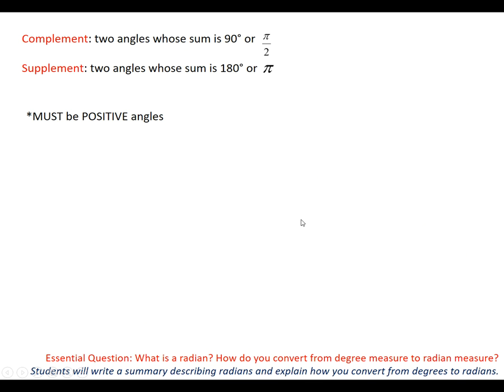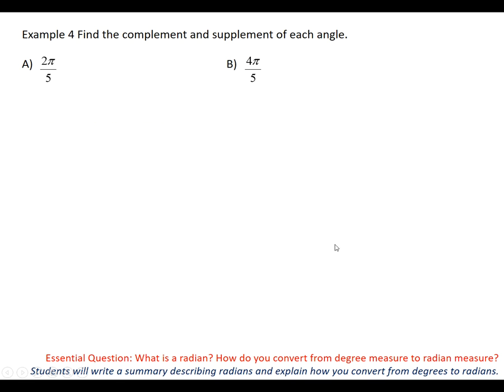Okay, complements and supplements. These again should not be new things. Complement means we add to 90, or in this case, we're going to add to pi over 2. Supplement means we're going to add to 180, or we're going to add to pi. When we do this, our angles must be positive angles. So I'm going to throw some absolute value bars on there to guarantee that we've got positive angles. So we need to find the complement and the supplement. You might want to write down that this one's pi over 2 and this one is pi.